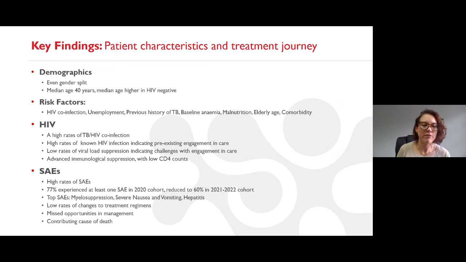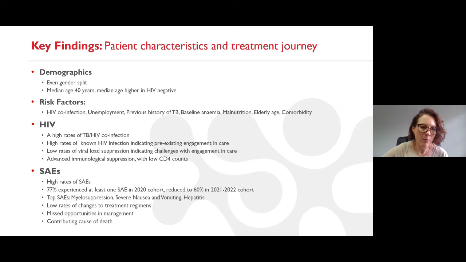So just to summarise some of the key findings: we have a roughly even split between genders. The median age in both groups was 40 years, but with higher age in the HIV negative population. We had consistent risk factors of HIV co-infection, unemployment, previous TB, baseline anemia, malnutrition, old age and other comorbidity. We found high rates of TB-HIV co-infection in both groups, with high rates of known HIV infection showing pre-existing engagement in care, low rates of viral suppression showing challenges with engagement in care, and advanced immunological suppression in both groups.